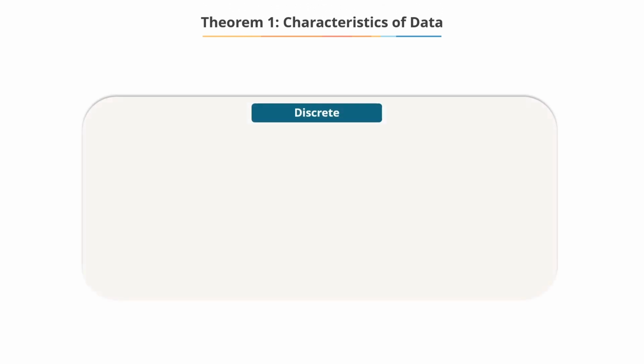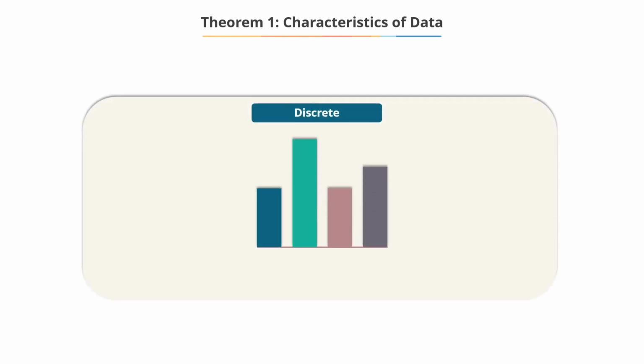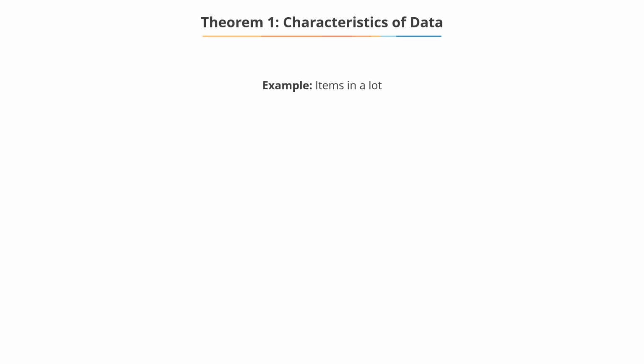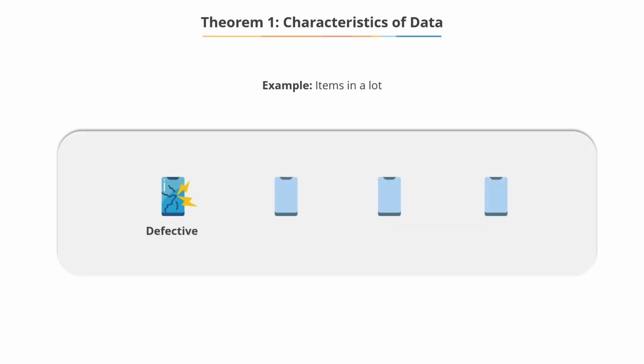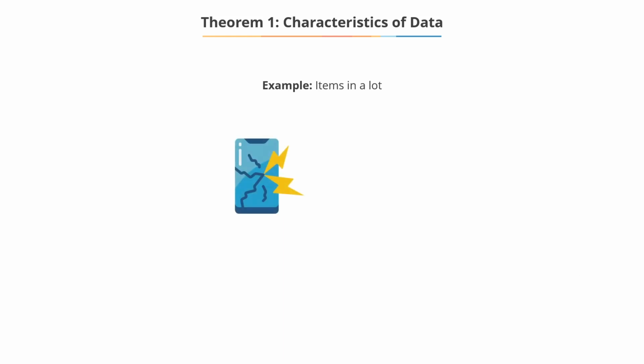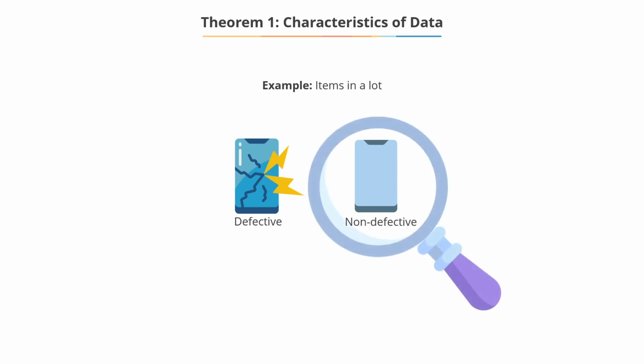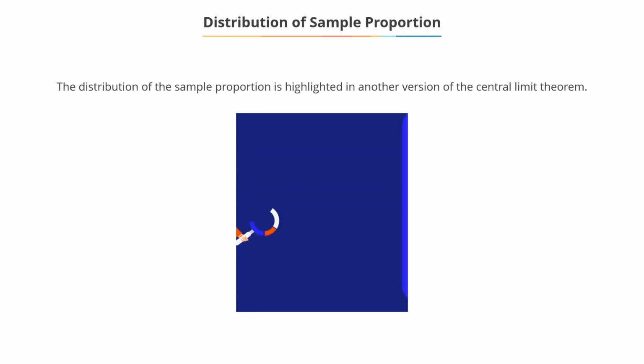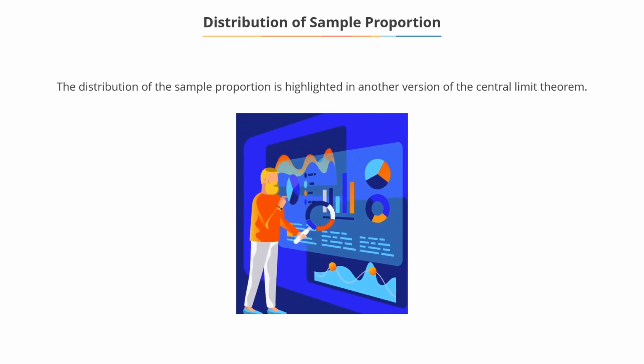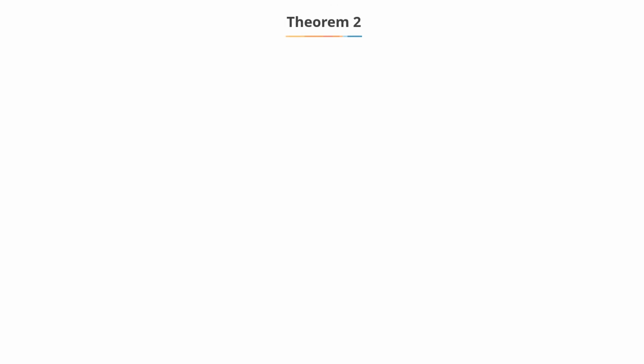Data on certain characteristics, however, are discrete rather than continuous. For example, each item in a lot may be classified as defective or non-defective. A quality executive may be interested in estimating the proportion of defectives in the lot, based on a study of a sample of items. The distribution of the sample proportion is highlighted in another version of the central limit theorem, which is as follows. Now let us look at Theorem 2.